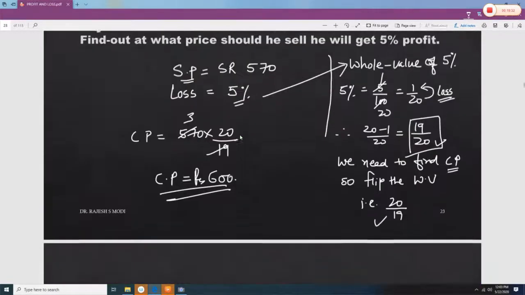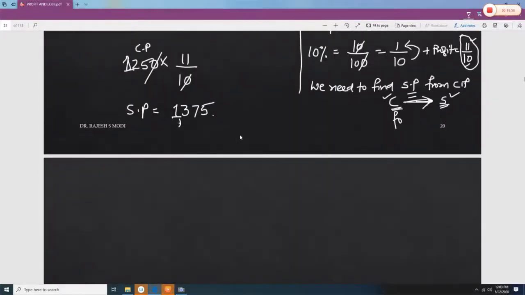So here we are completing part 1 of profit and loss. Please go through this, solve all the questions by yourself and match the answers with the video. Understand the concept of the whole value, understand the concept of profit percentage, loss percentage, cost price and selling price. So we will see you again in part number 2 of profit and loss.